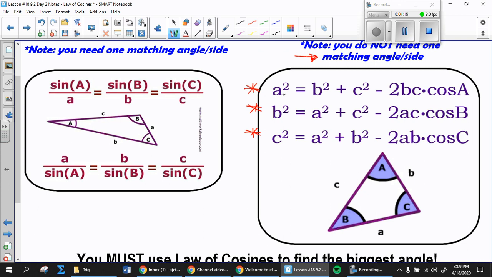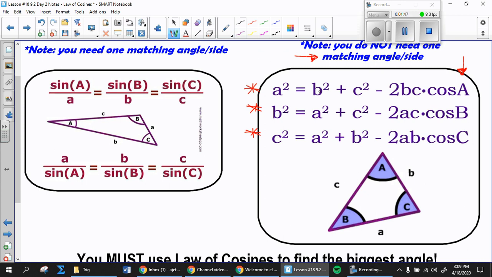All three of them have lowercase a, b, and c, so all three of them have all three sides in them. The only difference is that each formula has a different angle. The first one has angle A, the second one angle B, and the third one angle C. The way we're going to decide which equation to use is based on which angle we're either given or the angle that we're trying to find.